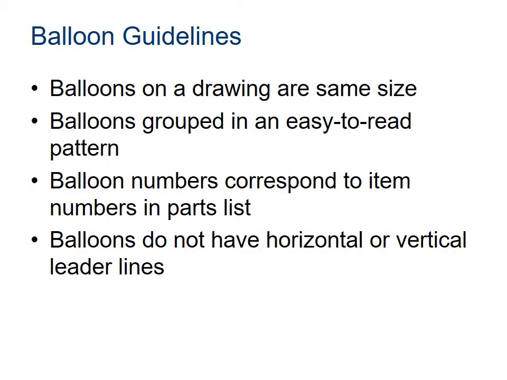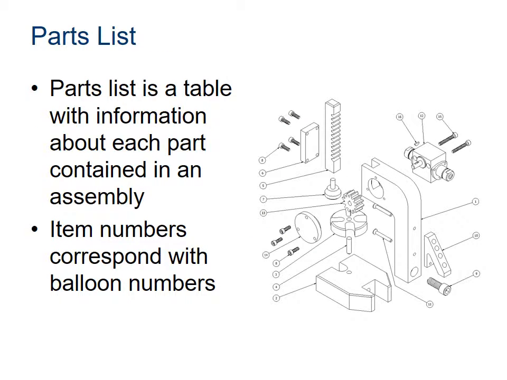When you are doing your balloons, you need to make sure they're all the same size, they're grouped and easy to read, the numbers correspond to your parts list, and they do not have horizontal or vertical leader lines. So if you notice right here, do you see how all of these lines are at a slight angle? They're not perfectly straight out or perfectly straight up. That would be bad. Also, notice how none of these lines are crossing each other. That also would be bad. And then see here how these 4 screws are obviously for part 8. You do not have to put a balloon on each of those, showing that they are part 8.